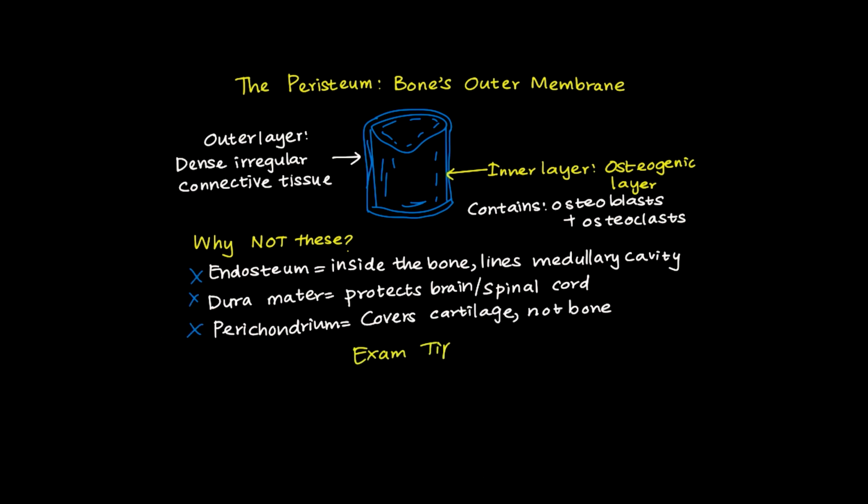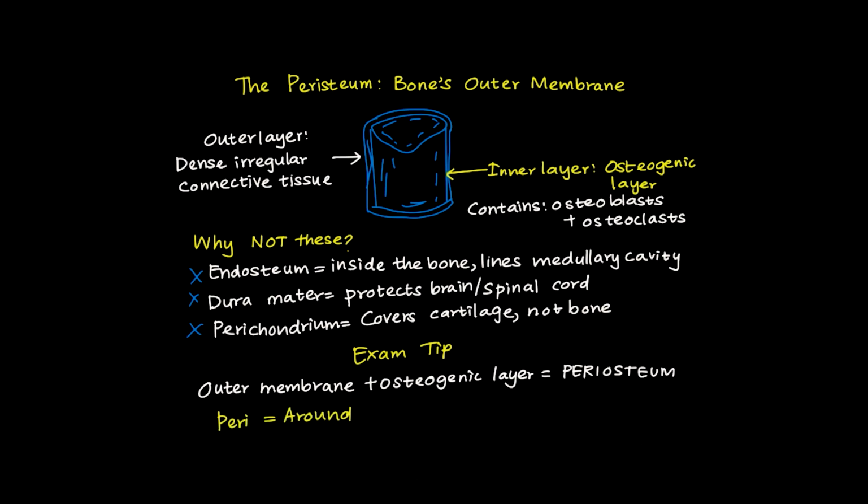Here's a WGU D312 OA exam tip for you. Outer membrane on bone with an osteogenic layer. That's always the periosteum. If you see fibrous covering plus bone-forming cells, lock in periosteum. Quick hook: peri means around, osteum means bone, periosteum wraps around bone.